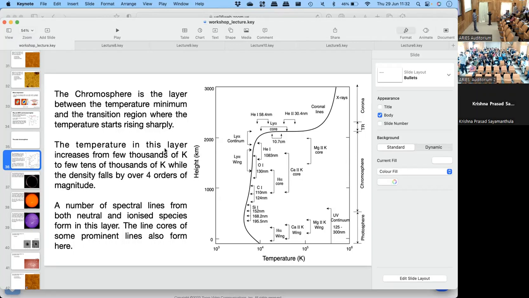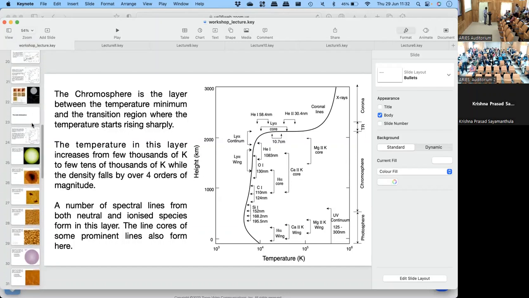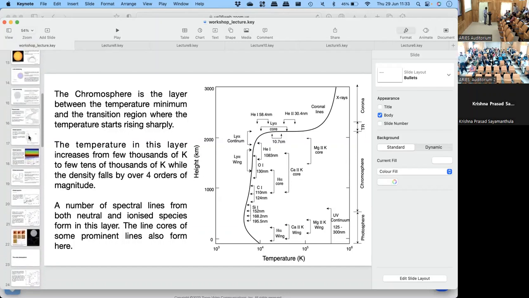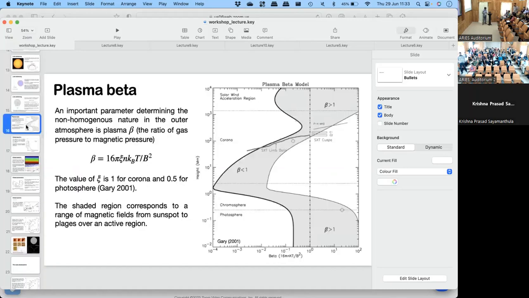When we talked about the corona, you said beta is smaller than 1 for the corona, and when we looked at the plasma beta graph, we saw that beta is smaller than 1 at the given heights only for sunspots. So are the coronal loops only seen above the sunspots, or will we see them in other places too? These coronal loops, all magnetic structures, are typically associated with these active regions.